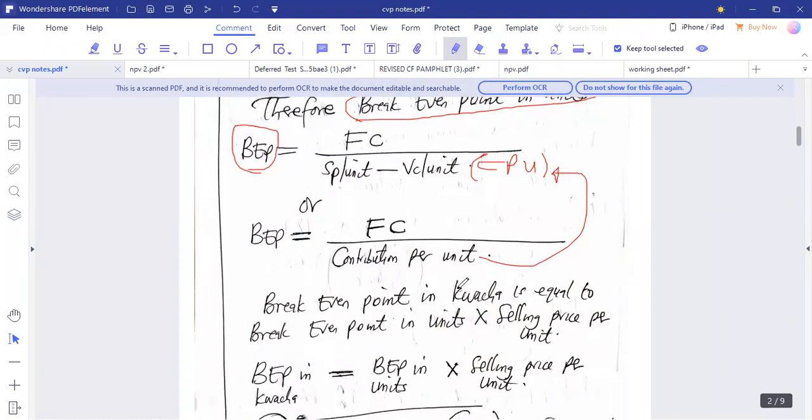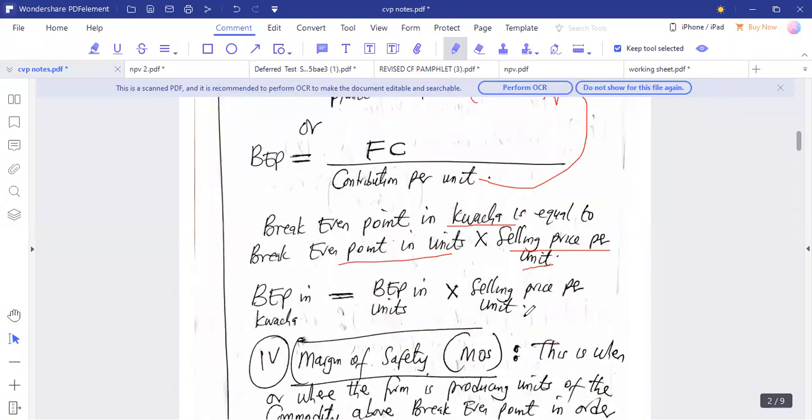Now we are getting down to the break-even point in kwacha, which is equal to the break-even point in units multiplied by the selling price per unit. So that's the break-even point in kwacha: the break-even point in units multiplied by the selling price per unit.